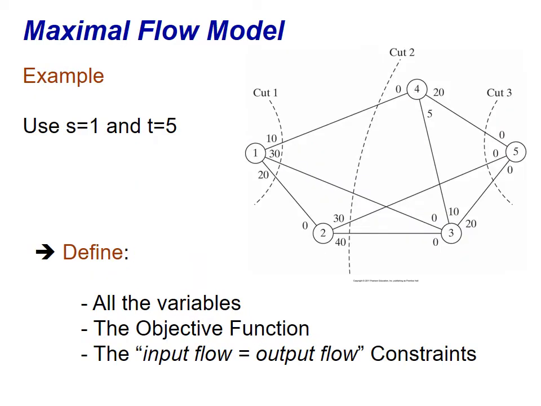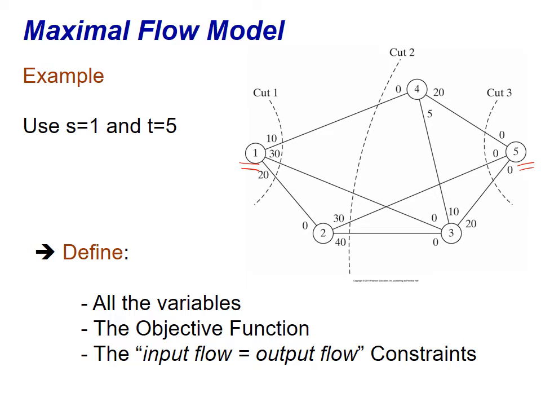Okay, so for this example that we considered, the source node is node 1 and the sink node is node 5. This is given in the question. We are not assuming it. It's given in the question. So for this problem, let's formulate this example as a linear programming formulation.